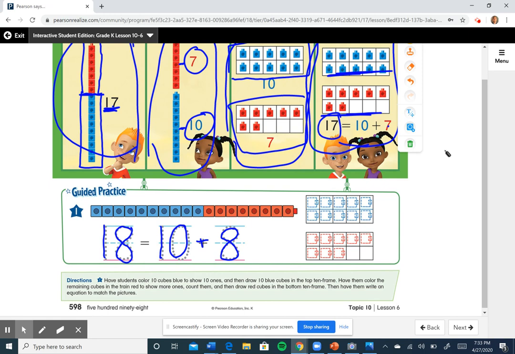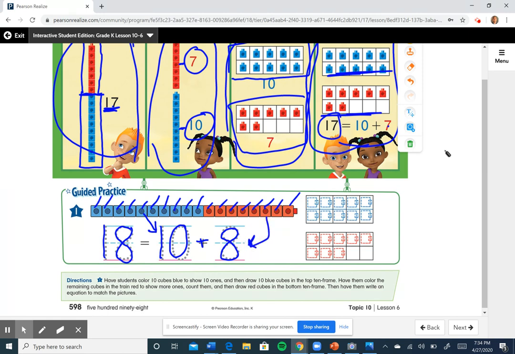Where did they get the 10 from, I wonder? Well, let's count these blue cubes. 1, 2, 3, 4, 5, 6, 7, 8, 9, 10. That is where they got the 10 from. And the reds, we have 1, 2, 3, 4, 5, 6, 7, 8. That's where we get the 8 from.